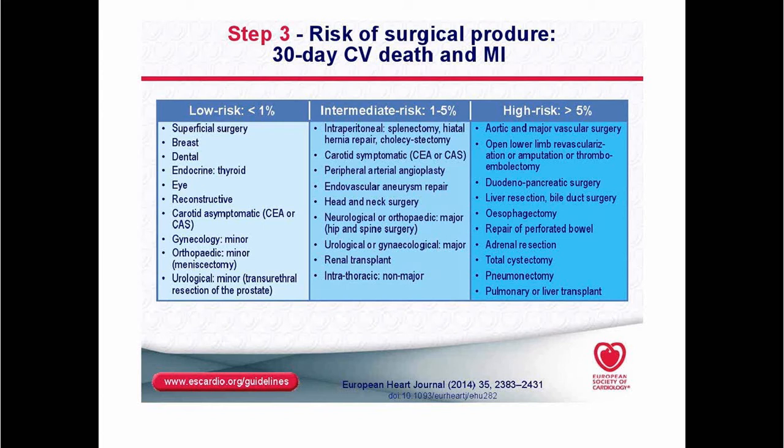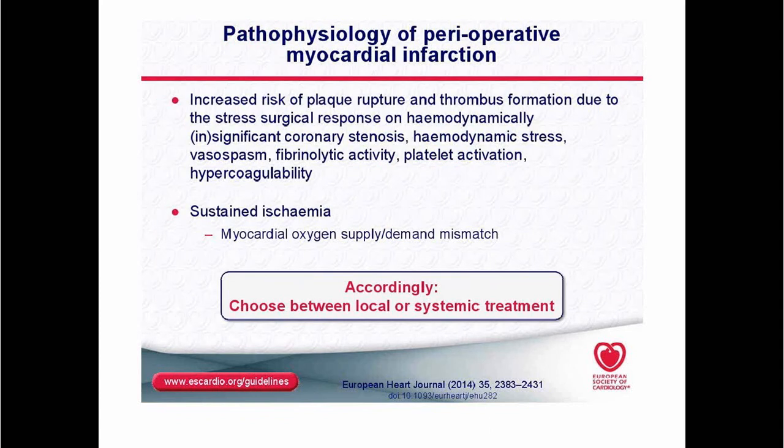30-day cardiovascular death and myocardial infarction, and high risk with more than 5% incidence of 30-day cardiovascular death and myocardial infarction. You should memorize these three categories, as a lot of our decisions will be based on the risk of the surgical procedure. So before we list the items of each category, I'd like to tell you the pathophysiology of preoperative myocardial infarction or myocardial injury.